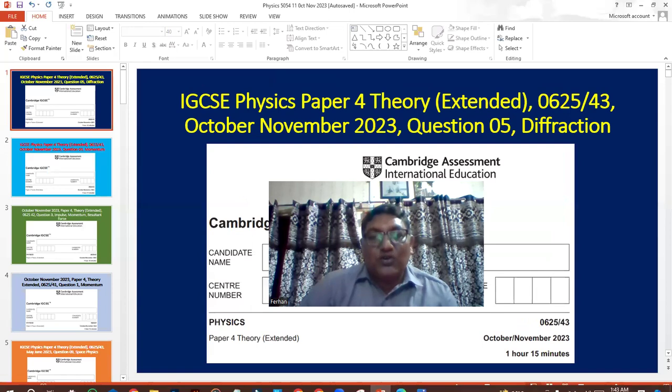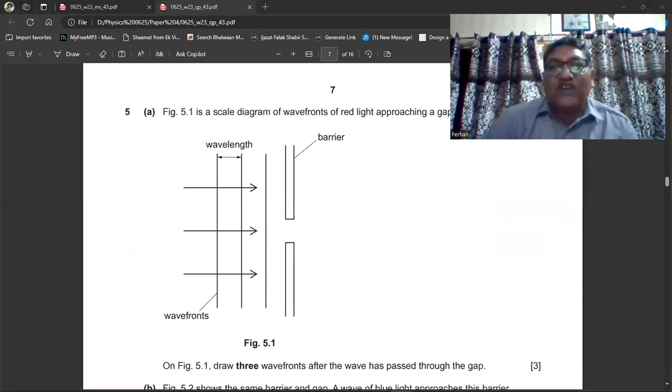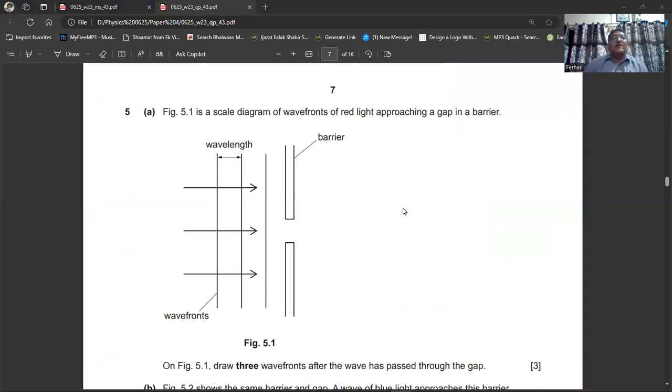Okay, so we are going to attempt this question. This is question number 5, and it's a very important question. It says, figure 5.1 is a scale diagram of wavefronts of red light approaching a gap in a barrier. On figure 5.1, draw 3 wavefronts after the wave has passed through the gap. Okay, so this is the wavelength, the distance between the two wavefronts.